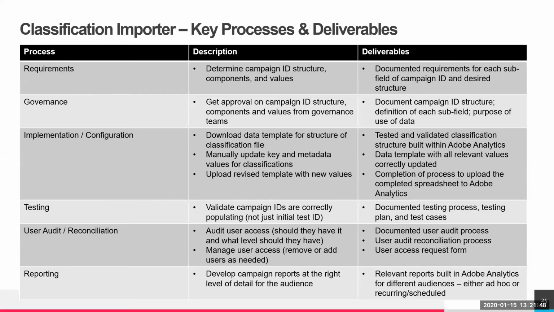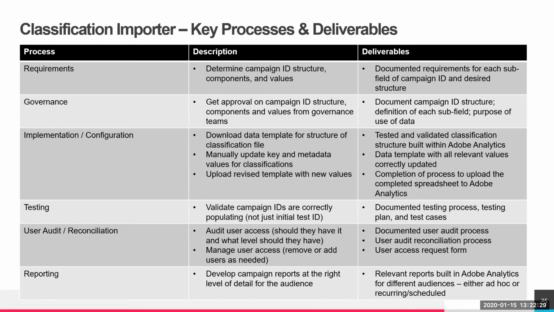The key processes for the use of the classification importer include aligning on requirements for the campaign ID structure, components, and values, and documenting the final requirements, gaining approval from any governance teams that are required to review this variable from a legal or privacy perspective, implementing and configuring the classifications by downloading the data template for the structure of the classification file, manually updating key and metadata values for classifications, uploading revised templates with new values, and then finally testing and validating classification structure that is built within Analytics.